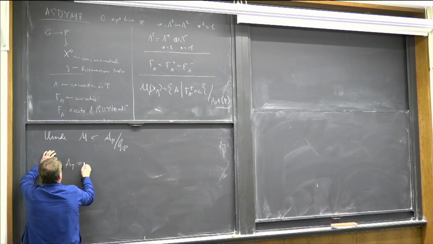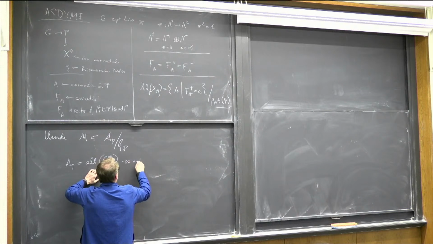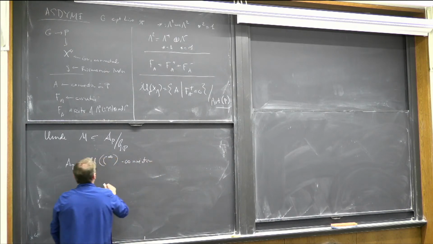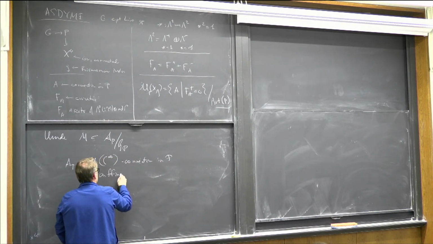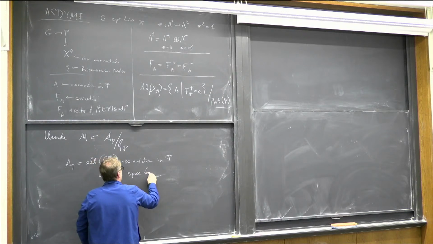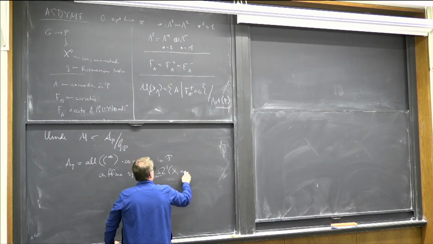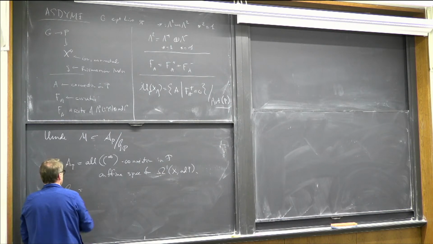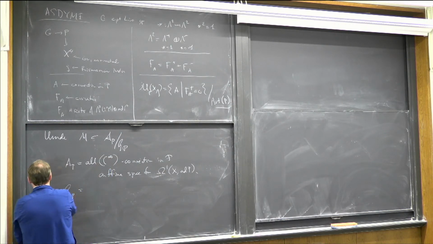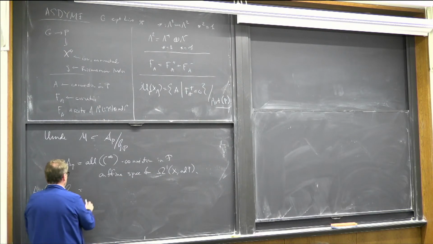A(P) is all maybe C infinity connections. We'll specify that a little more carefully in a minute. In P, which is an affine space for the one forms on X with values in the adjoint bundle of P. Here, G(P), that's the automorphisms of the principal bundle.